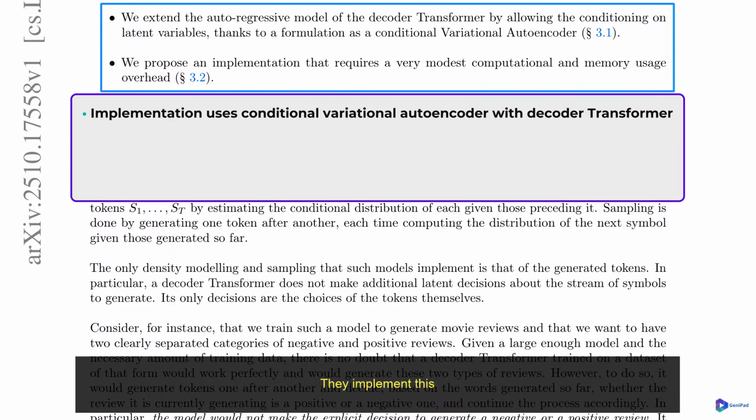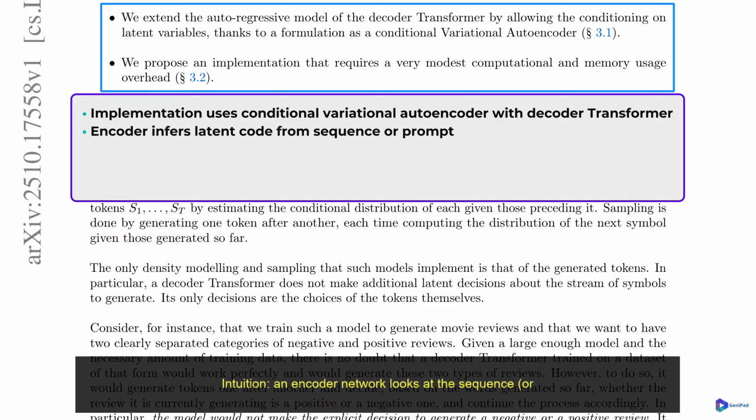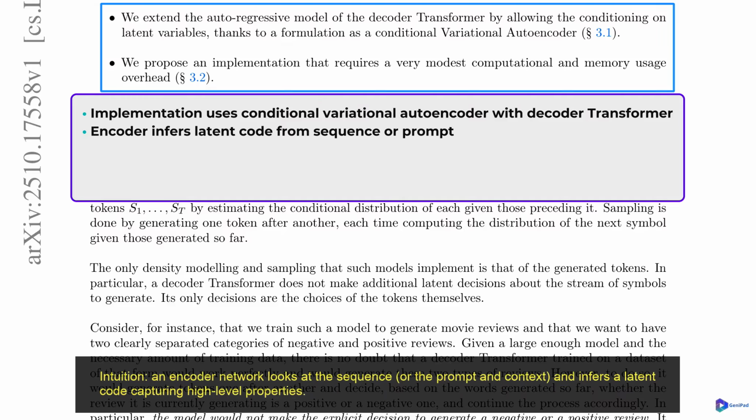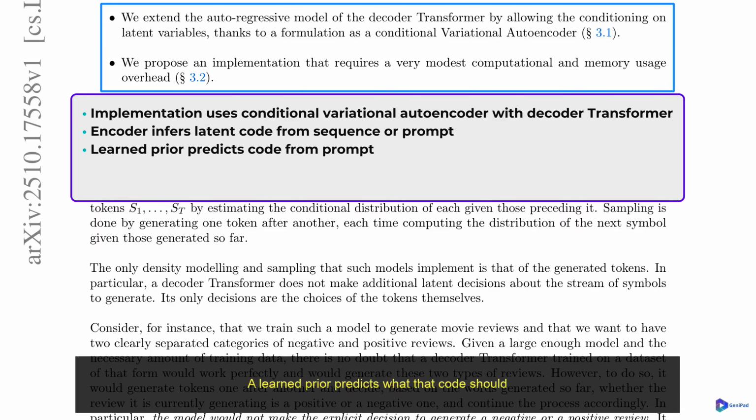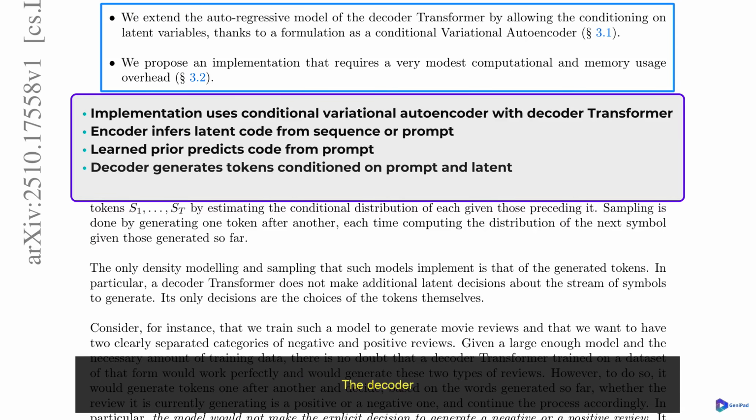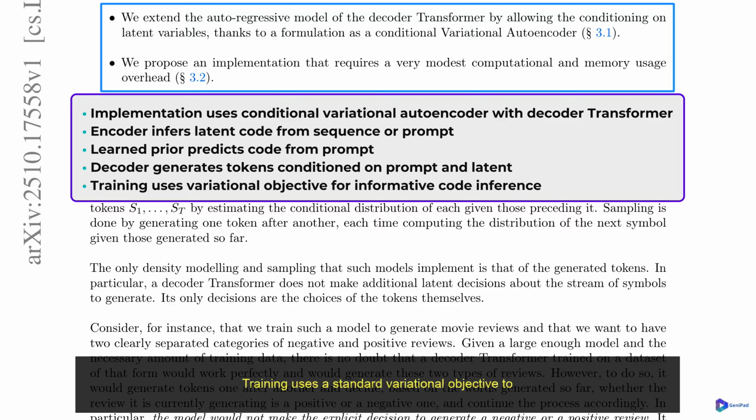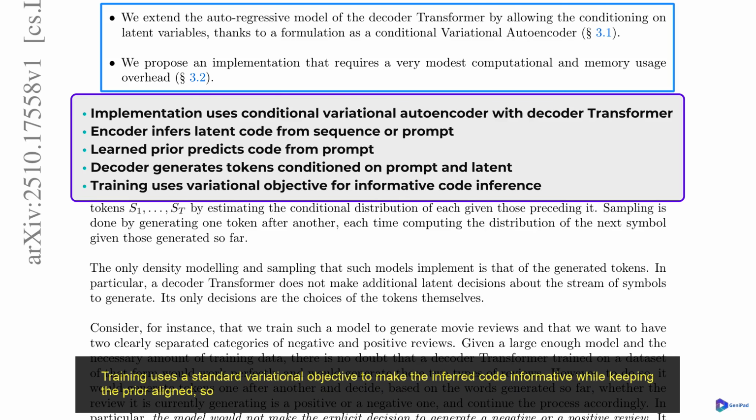They implement this as a conditional variational autoencoder wrapped around a decoder transformer. Intuition. An encoder network looks at the sequence or the prompt in context and infers a latent code capturing high-level properties. A learned prior predicts what that code should look like given the prompt. The decoder then generates tokens conditioned on both the prompt and the latent. Training uses a standard variational objective to make the inferred code informative while keeping the prior aligned, so you can sample plausible latents at test time.